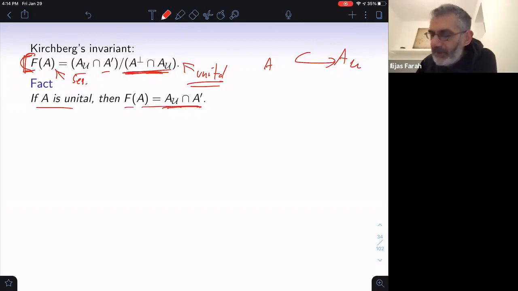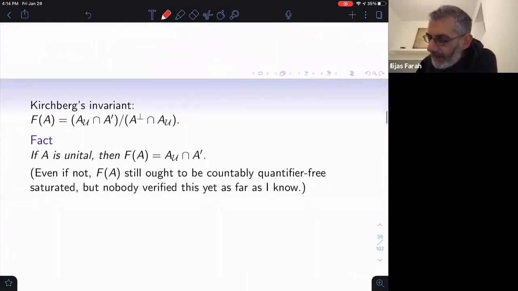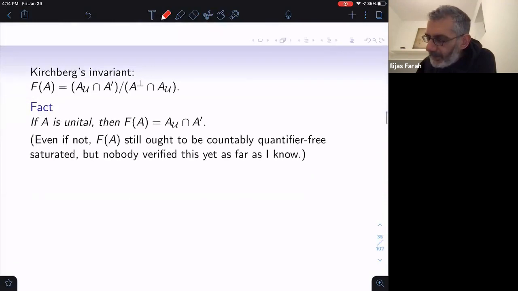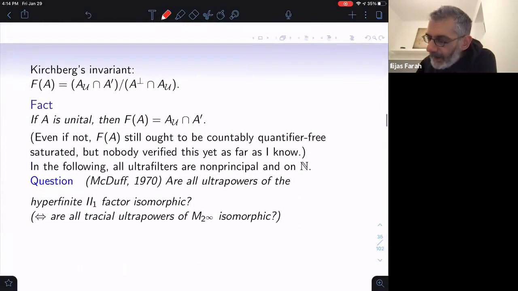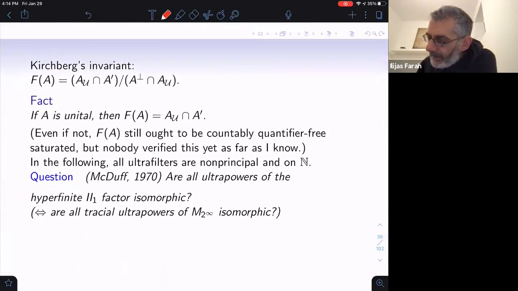So F of A is just this relative commutant here. Right, so this is what I just said. Okay. Now, here is a question that Dusa McDuff asked back in 1970. All ultrafilters are non-principal ultrafilters, and they are on N. Now, I haven't defined the hyperfinite II_1 factor, but I don't have to define it here.